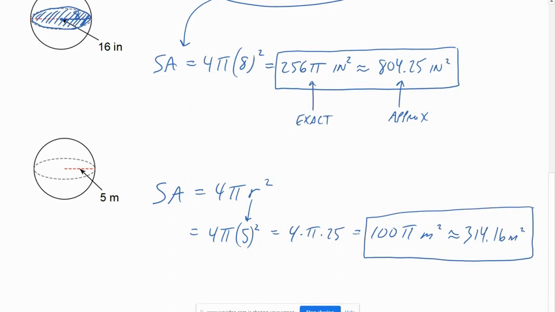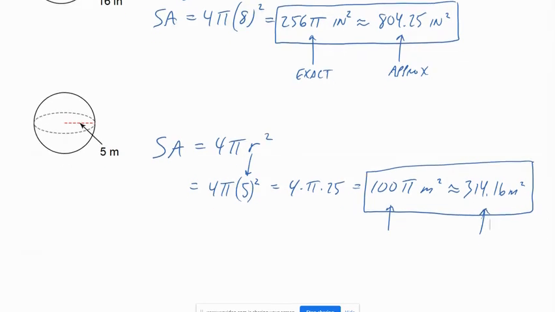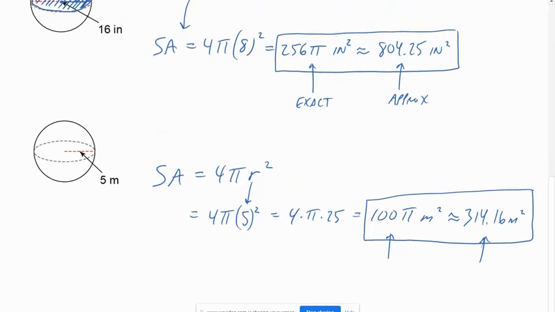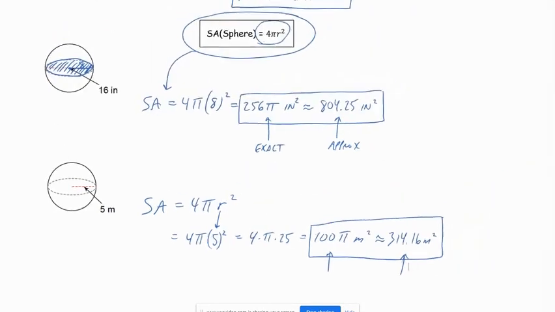Okay, so you should have both answers, your exact and your approximation. So that completes today's lesson. Make sure you refer back to this video if you need to when you're working on the homework on cones and spheres.